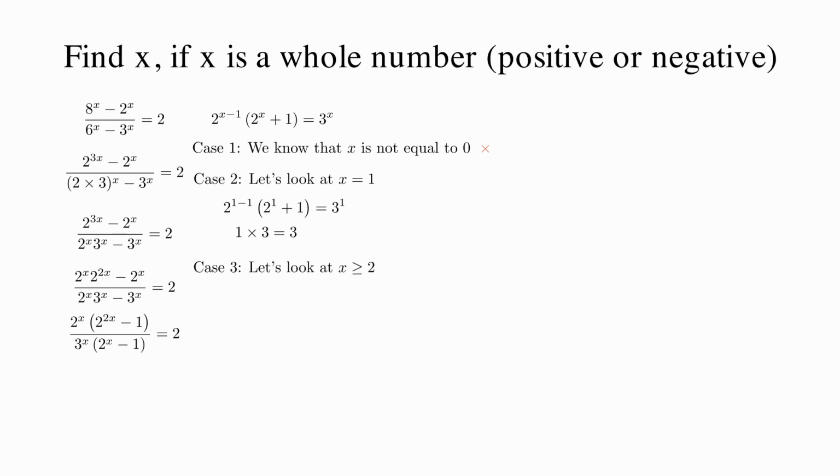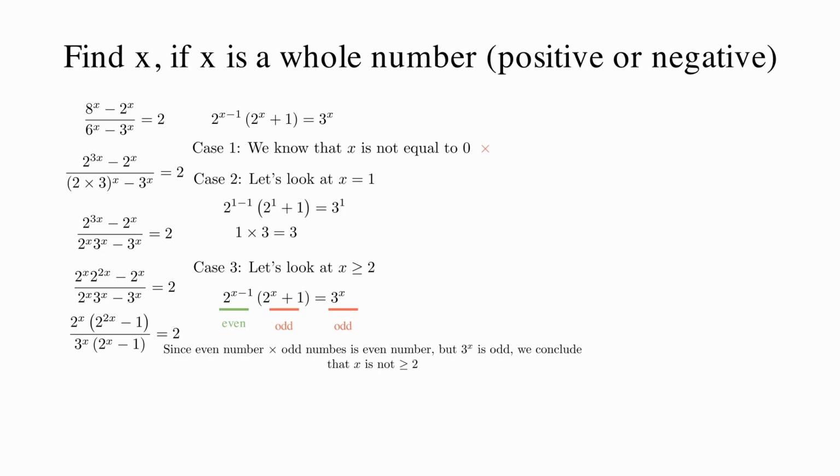Let's see if x is greater than or equal to 2. In this case we can see that the first term on the left-hand side is always an even number, the second term is always odd, and on the right-hand side we have a term that is also always odd. We know that an even number times an odd number is equal to an even number, but since the right-hand side is always odd, we can conclude that our equation is not satisfied for x greater than or equal to 2. With these three cases, we've looked for possible solutions for x, if x is greater than or equal to 0, and we found only one solution, x is equal to 1.